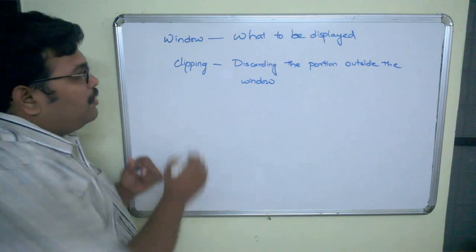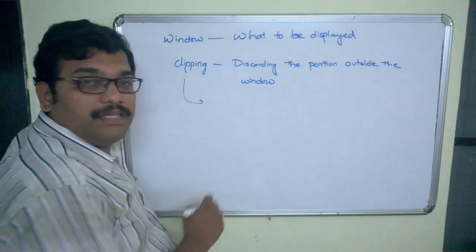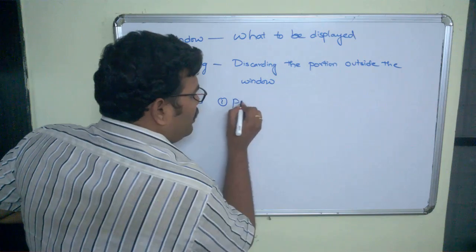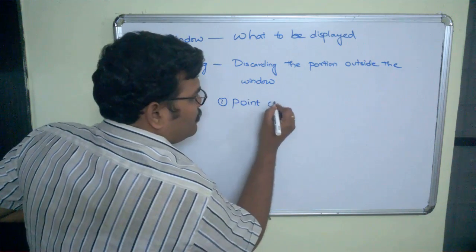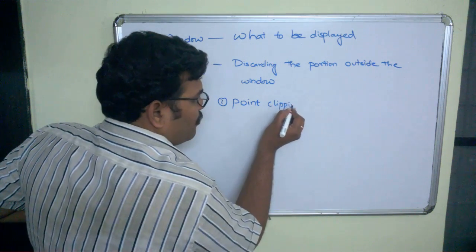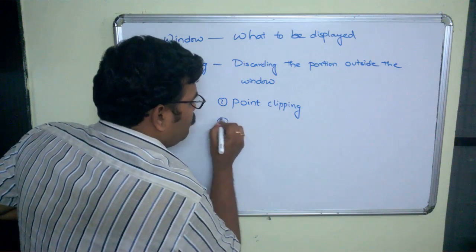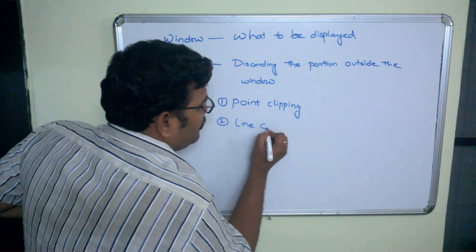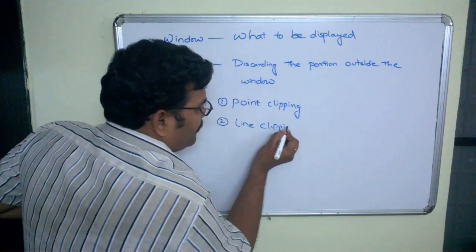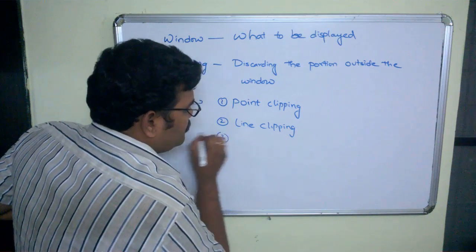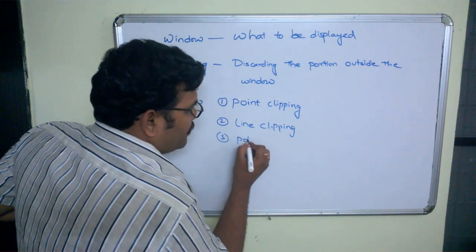Here there are three types of clippings. The first one is point clipping, second one line clipping, third one polygon clipping.